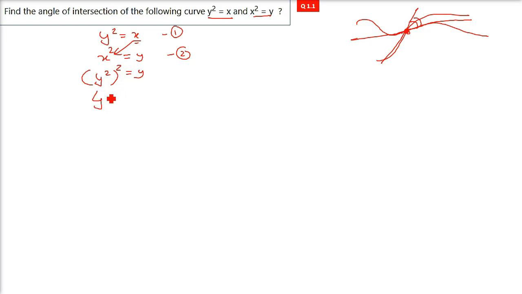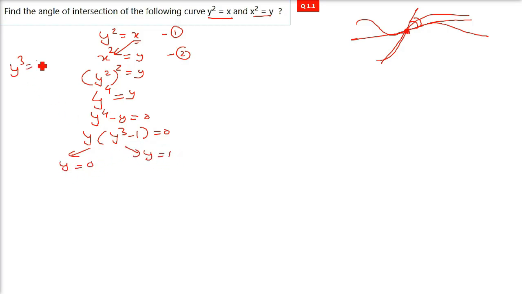So I am placing y square in place of x, and we get y raised to 4 minus y equals 0. So y you can take common. It will be y(y cube minus 1) equals 0. So from here you get y equals 0. From here you will get y equals 1. If y cube is equal to 1, y will be the cube root of 1, which is going to be 1 only.